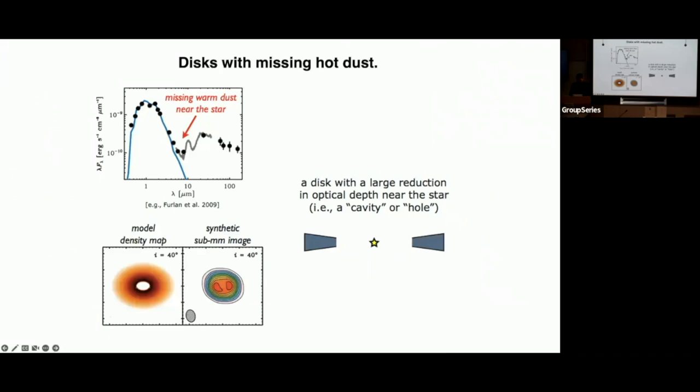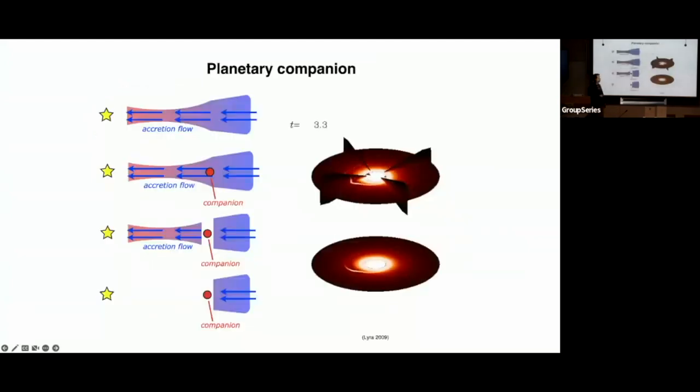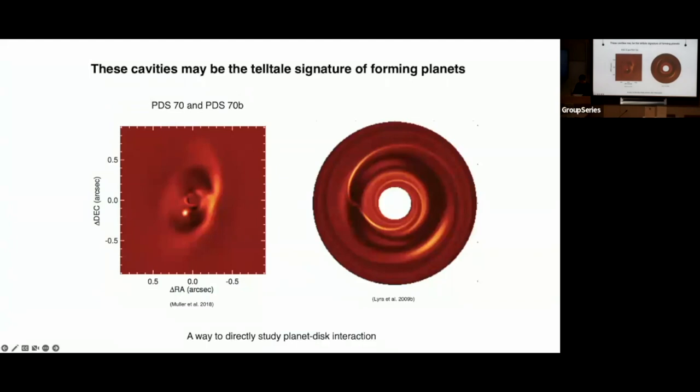So transition disks may not just be transitioning, right, from gas-rich to gas-poor. It may simply be that these are disks with planets, right? So how would you carve that hole if you have a planet in there? So you have the accretion flow in here. You put a planet there. The planet carves a gap, separates the outer disk from the inner disk, blocks the gas from flowing in. The inner disk empties onto the star, and then you have just the outer disk and a companion. Then you generated a hole there in the disk, right? So that means that these cavities could be telltale signatures of forming planets, right?